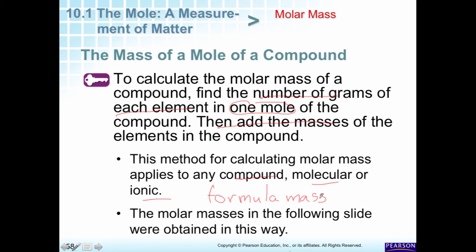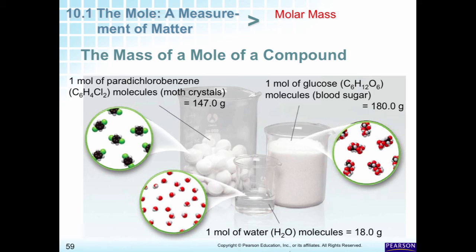All right, so we can look at things like C6H4Cl2, which is paradichlorobenzene. We can look at water, we can look at sugar, and we can find the masses by adding up the atoms in grams from the periodic table. So how would we find sugar, for instance? All right, let me do this one on this page. Okay, let's do sugar, just how they did this.